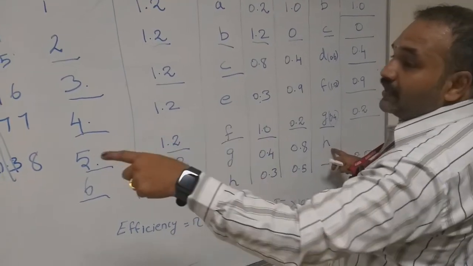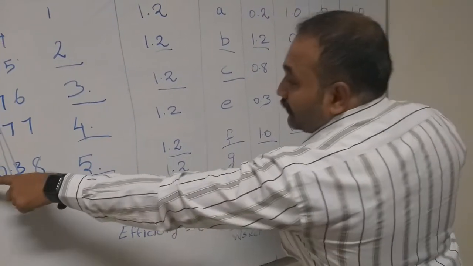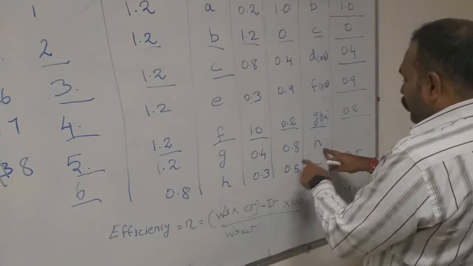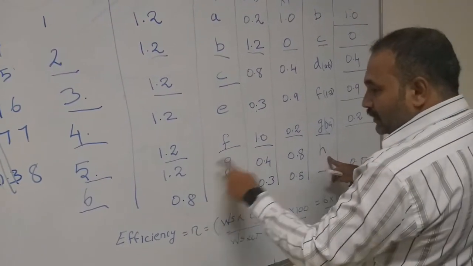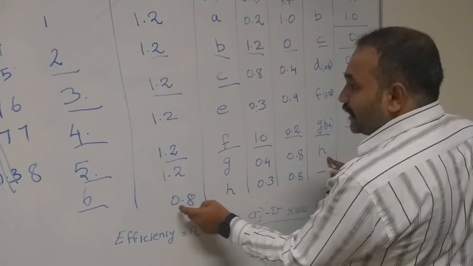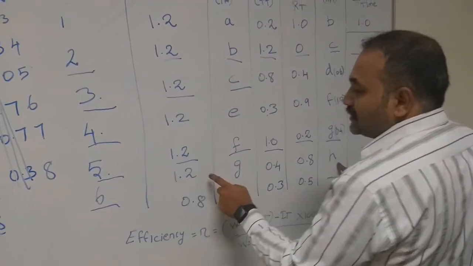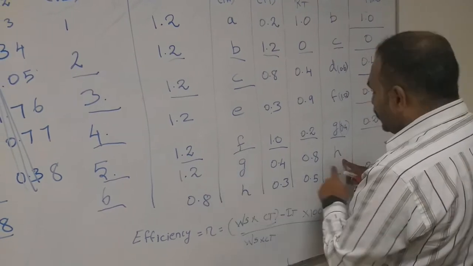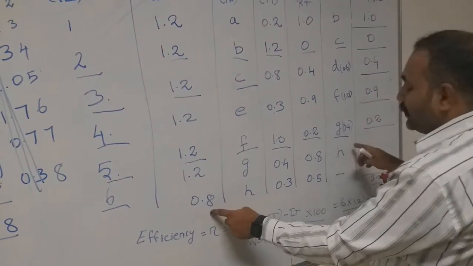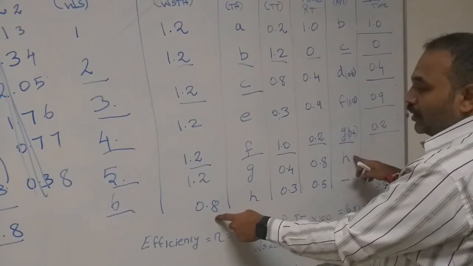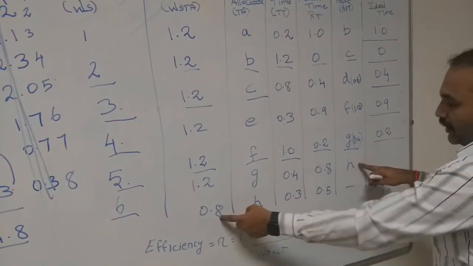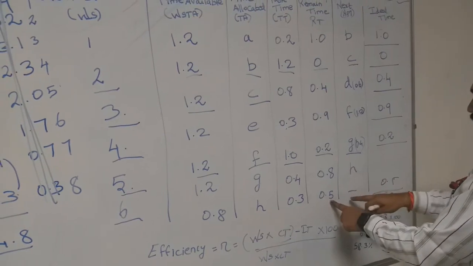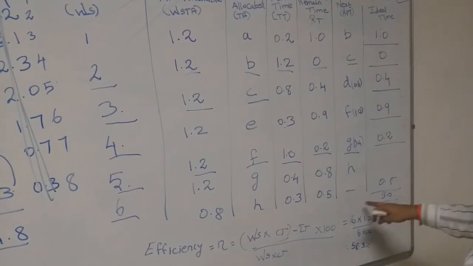The H value is 0.3. So 0.3 is lesser than 0.8. Consider here all the workstations are starting with 1.2. Here the remaining value comes because the value of the next rank is smaller. So 0.8, the H value is 0.3. 0.8 minus 0.3 is 0.5. The workstation assignment is completed.